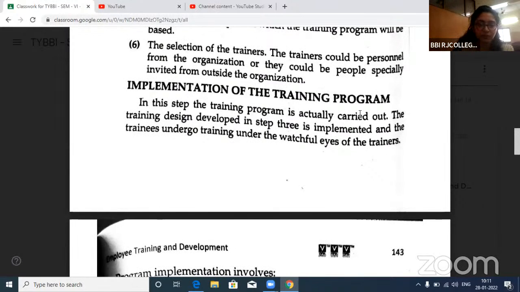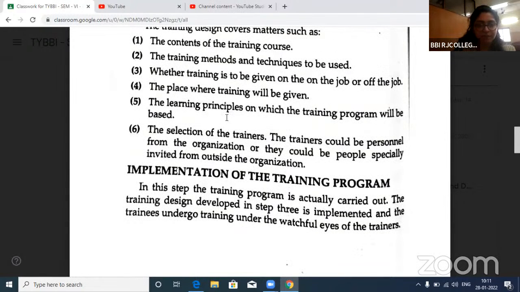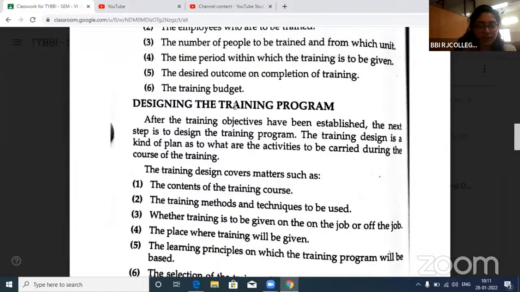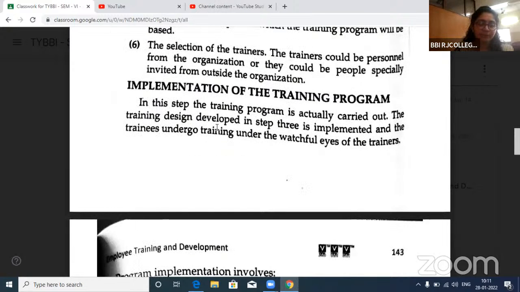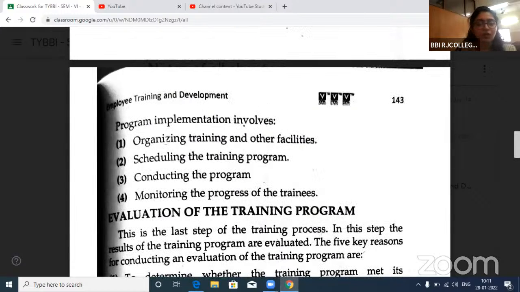That's what I told you. The design developed in step 3 is implemented. This was step number 3, no? Designing the training program was step number 3. So whatever is decided in step number 3 will be carried out in step number 4. Okay. So what does implementation involve? Organization, training, and other facilities, scheduling the program, that means deciding the time, conducting the program, actually conducting the training session, and monitoring the progress. Monitoring means to check whether whatever was decided was carried out smoothly.